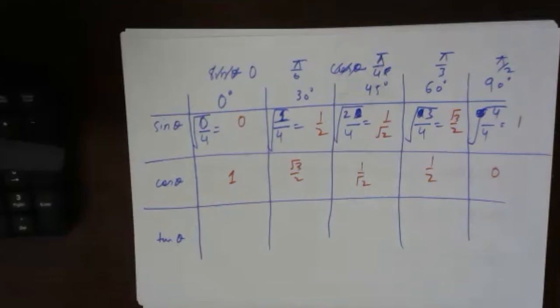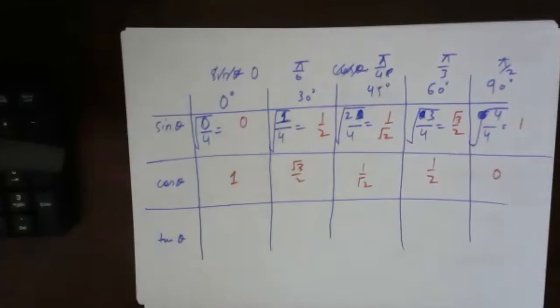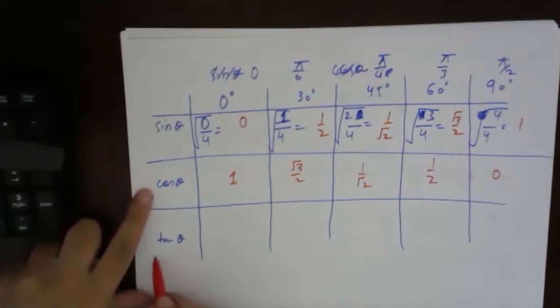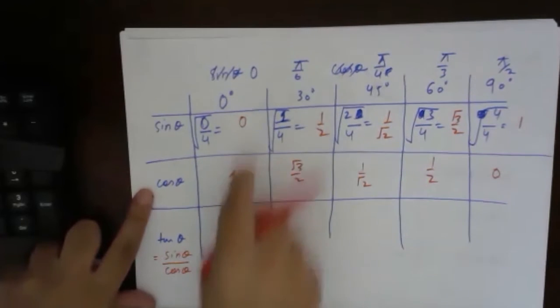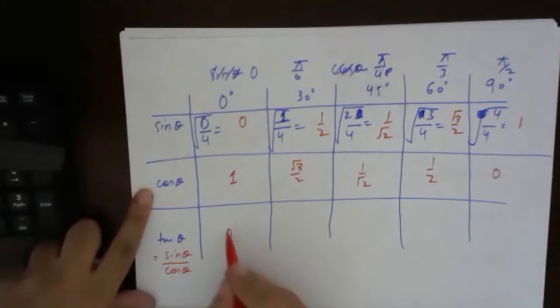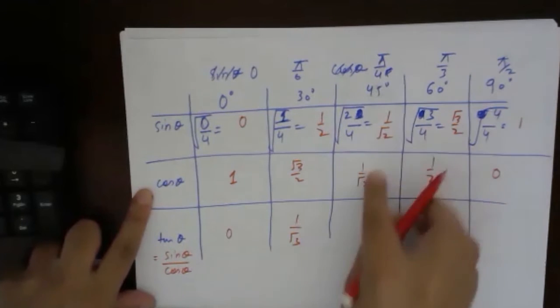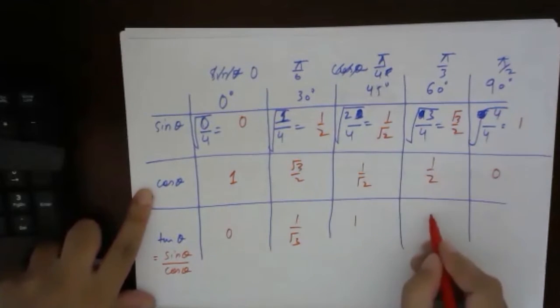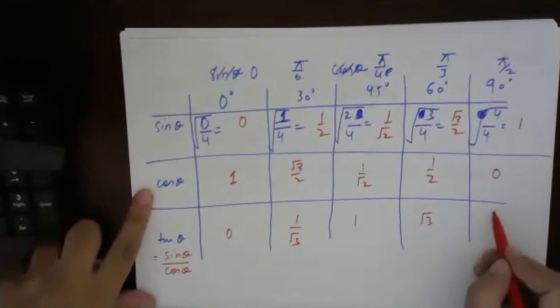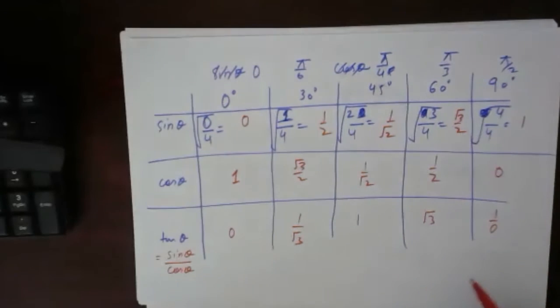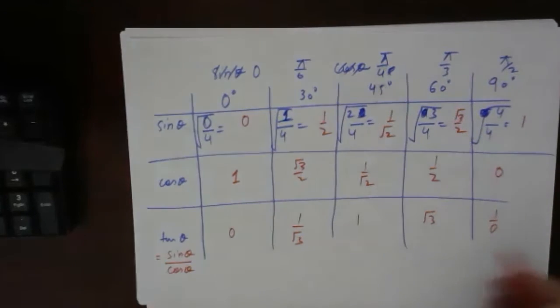Okay, fine. And the last one is tan theta, which is nothing but sin theta upon cos theta. So just divide these two. So 0 by 1 is 0. 1 by root 2 divided by root 3 by root 2 gives 1 by root 3. This one becomes 1, this one becomes root 3, and this one becomes 1 by 0, or undefined.